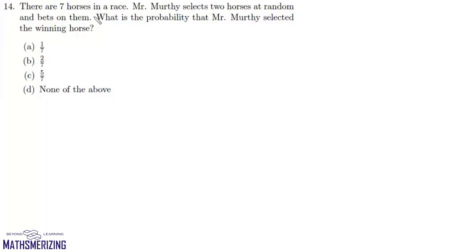Now question number 14 is, there are 7 horses in a race. Mr. Murthy selects 2 horses at random and bets on them. What is the probability that Mr. Murthy selected the winning horse? Now total number of ways in which Murthy can select 2 horses is 7C2. Now we need to find this probability that he has selected the winning horse. That means one of the horses must be the winning horse, and then he can choose this other horse in 6C1 ways. So it will be simply 6, and then here will be 7 into 6 into 2, which is 2 by 7. So this required probability is 2 by 7, and that's your option B.